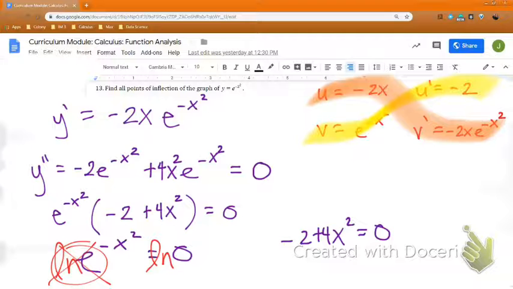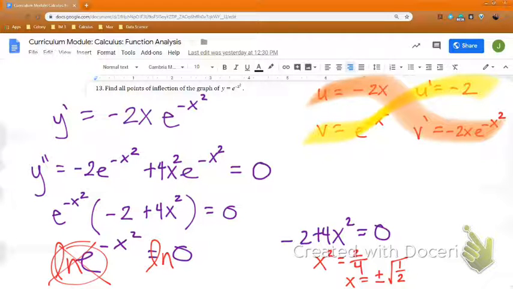So that means that the only answers we're going to get are from this other half of the equation, the negative 2 plus 4x squared equals 0. Do me a favor. Go ahead and solve that right now. Solve for x. Add the 2 over, divide by 4. Take the square root of both sides. You should get plus or minus the square root of 1/2. It's okay if it's not rationalized. I don't need you guys to rationalize that. You can leave it like that.